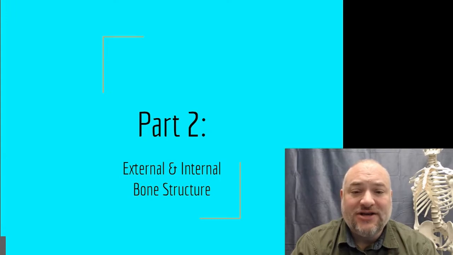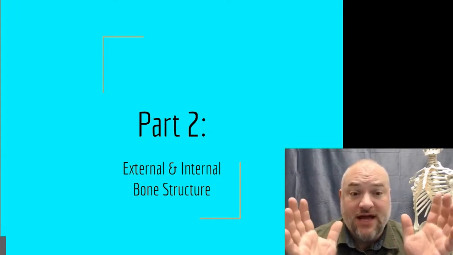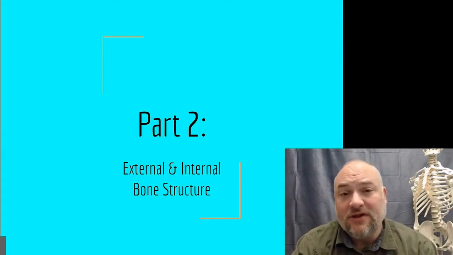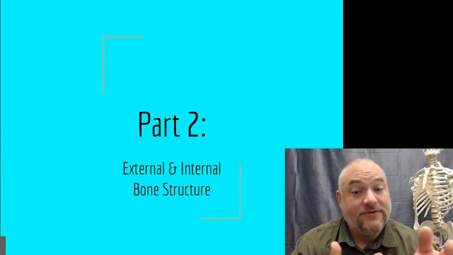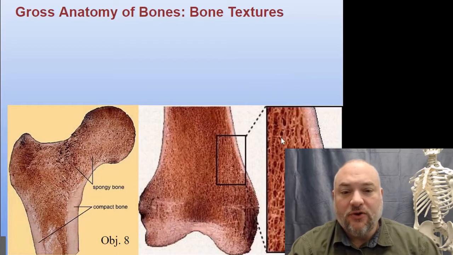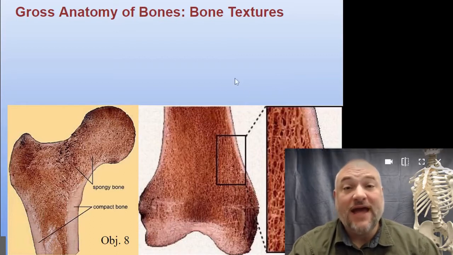Today we are going to look at part 2 of our notes on the skeletal system, and we're going to focus mainly on the external and internal structure of the bones, both at the macroscopic level, the level you can see with your own eyes, and at the microscopic level, the stuff we can see through the microscope. Let's get started. So, gross anatomy of the bones, bone textures.